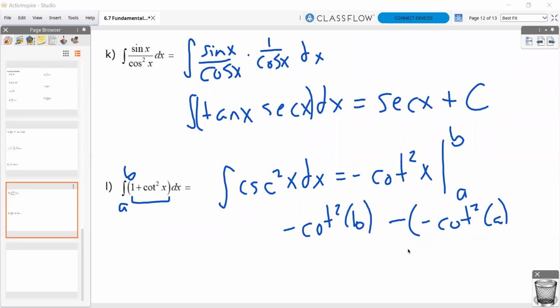Those are more application-based problems you're going to see a lot, but here we're just doing a regular indefinite integral. So we're just finding an antiderivative and slapping that c on at the end.